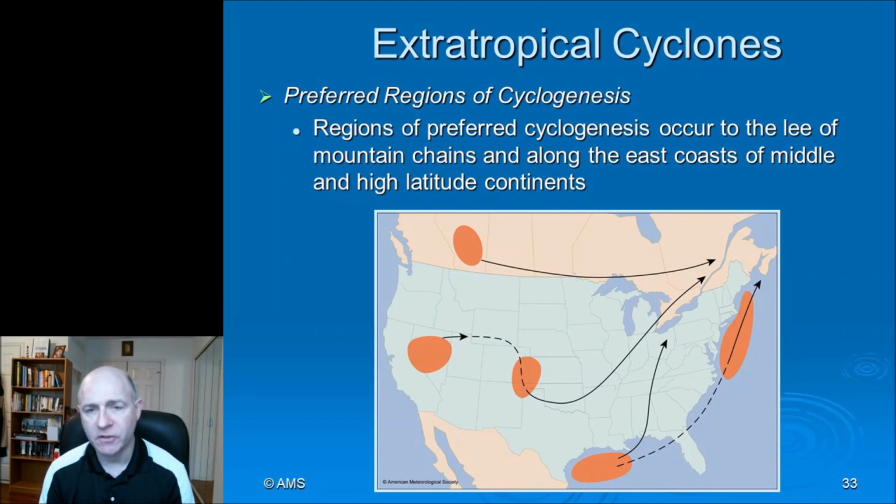In the Gulf and Atlantic coast, because you tend to have warmer water next to colder land, you tend to have these cyclones more prevalent in the spring, fall, and winter.